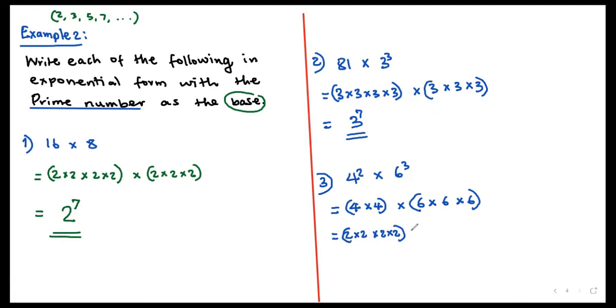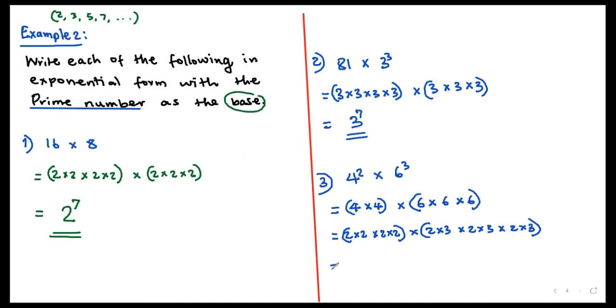So how can we write 6 to be a prime number? 2 times 3. Very good. 2 times 3, because 2 is a prime number and 3 is a prime number. But we need to write 2 times 3 three times because you have 6 three times. So 2 times 3, 2 times 3, and 2 times 3.